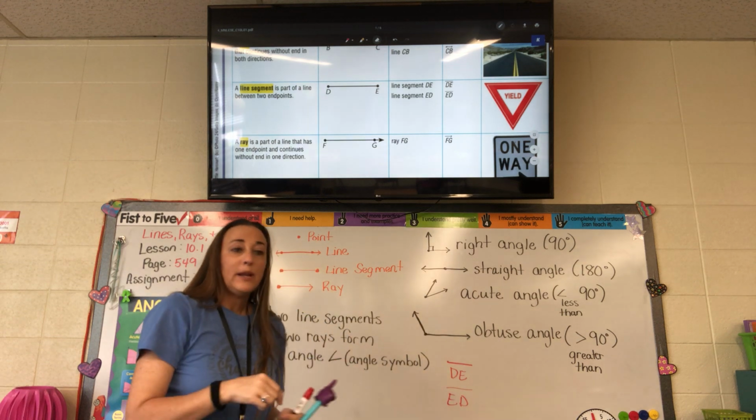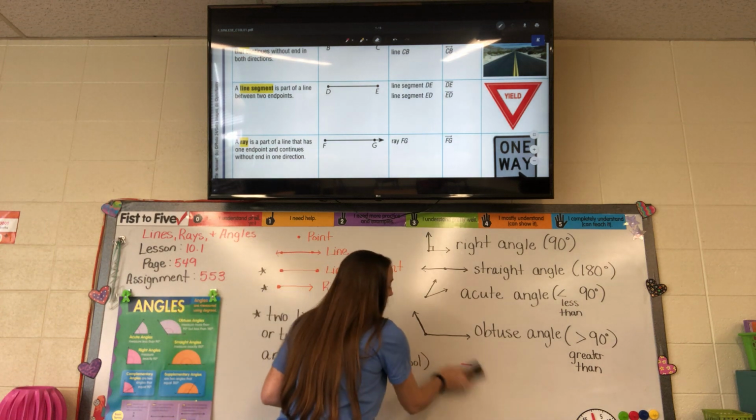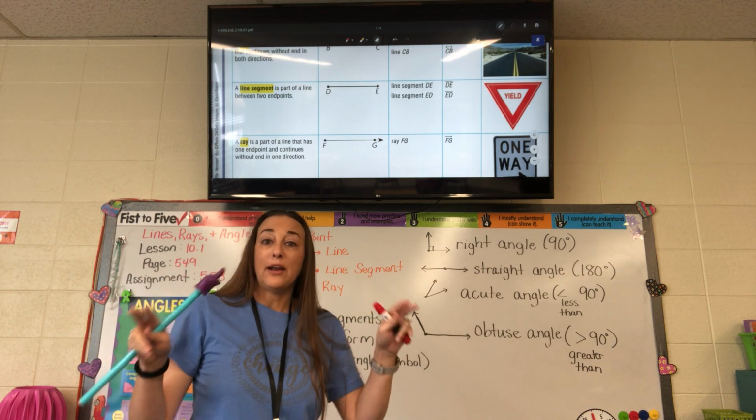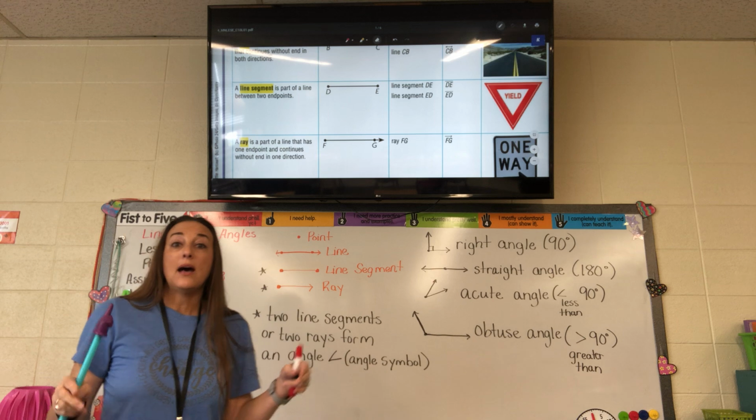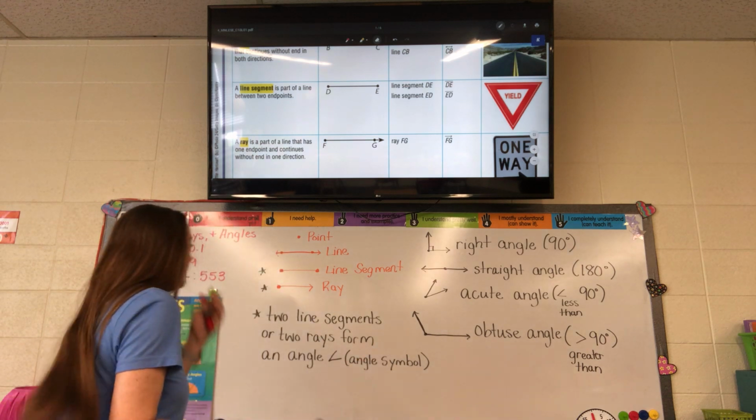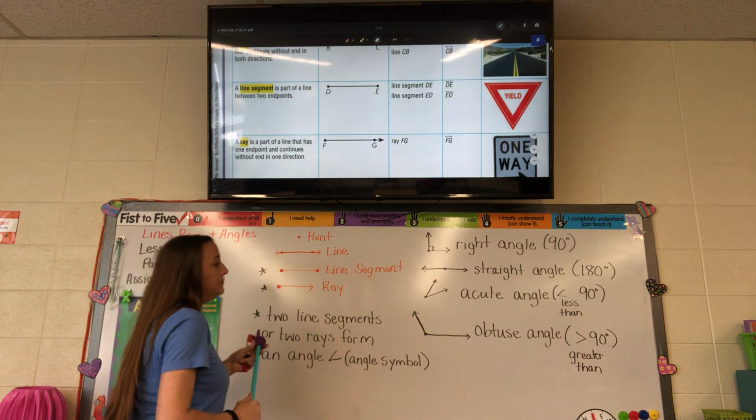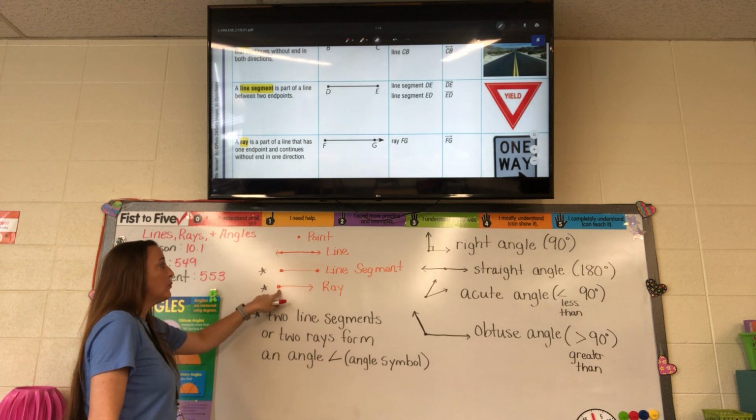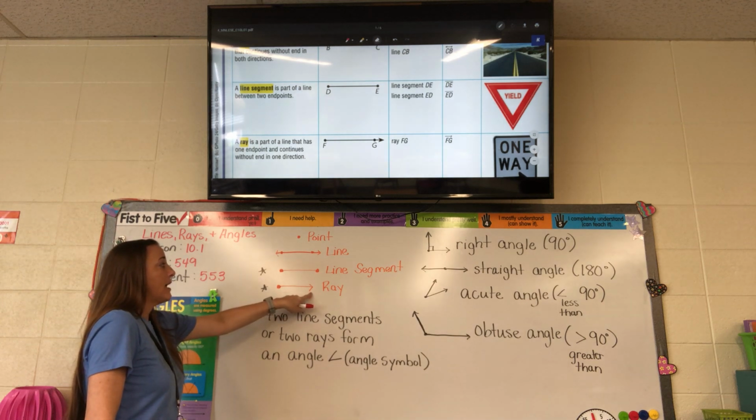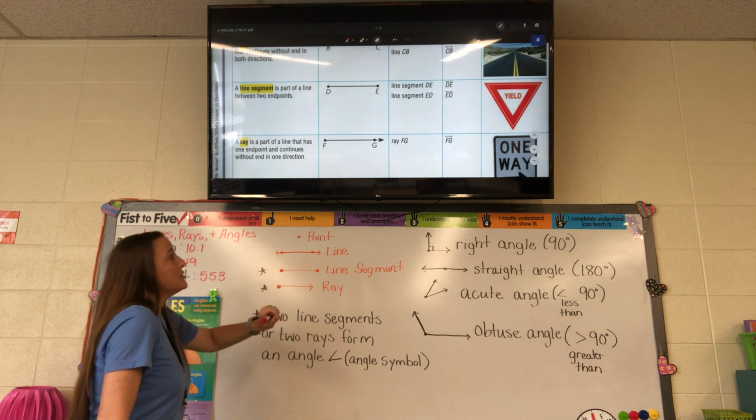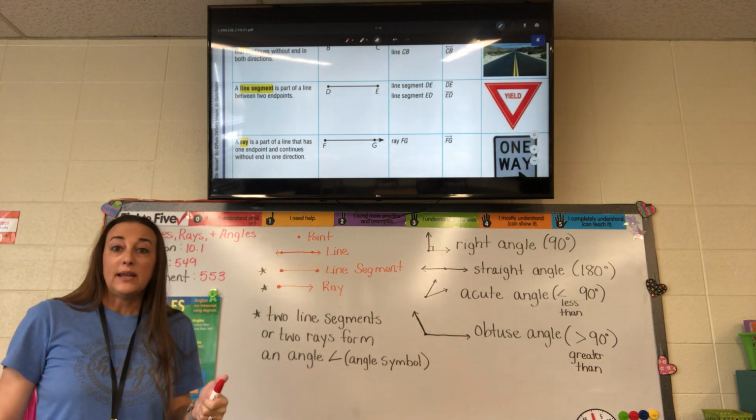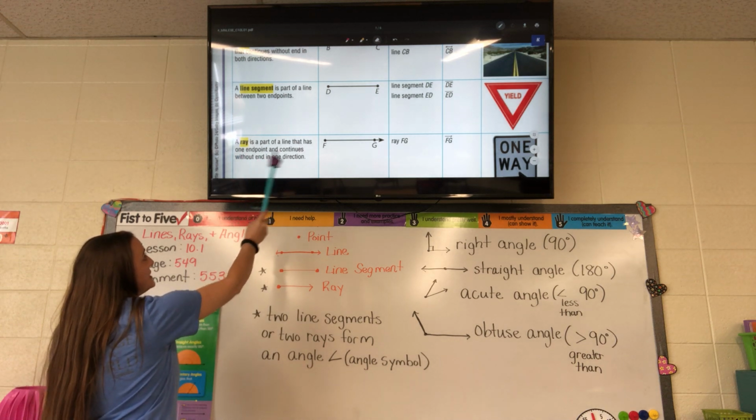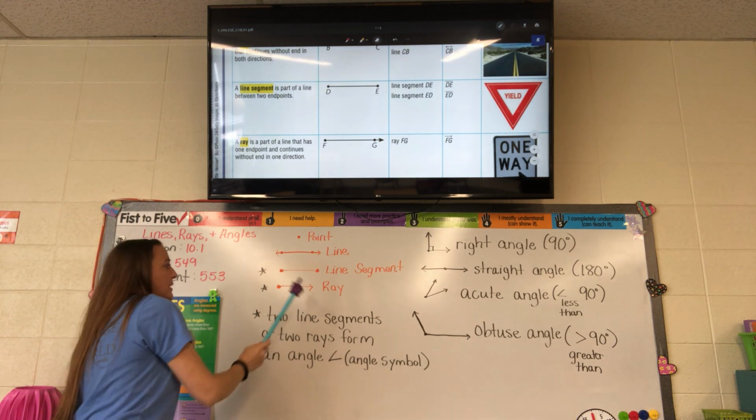The important part is, if it's describing a line segment, we don't put the arrows on the ends. If it's describing a line, you have to put the arrows on the ends. And the last thing we're going to talk about is a ray. A ray has a point on one end, but goes on forever in the other direction. So it's just got an arrow on one end. A ray is a part of a line that has one endpoint and continues without end in one direction.